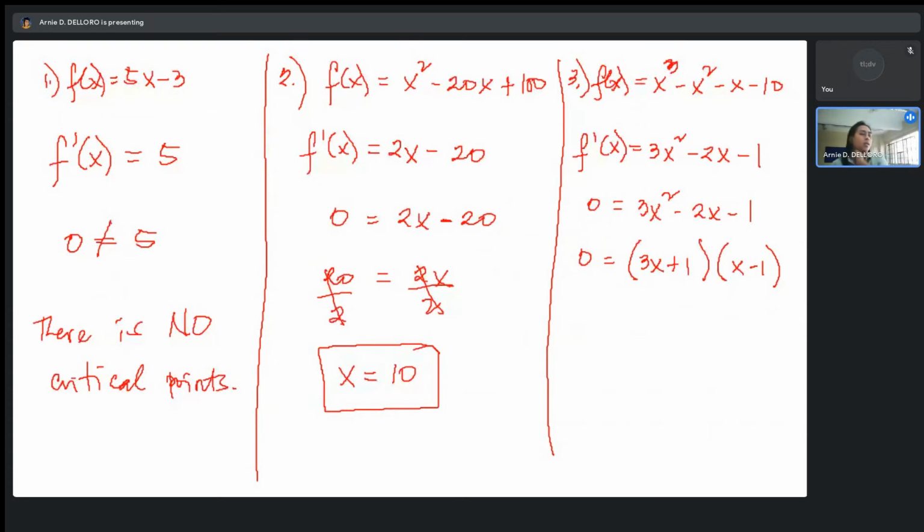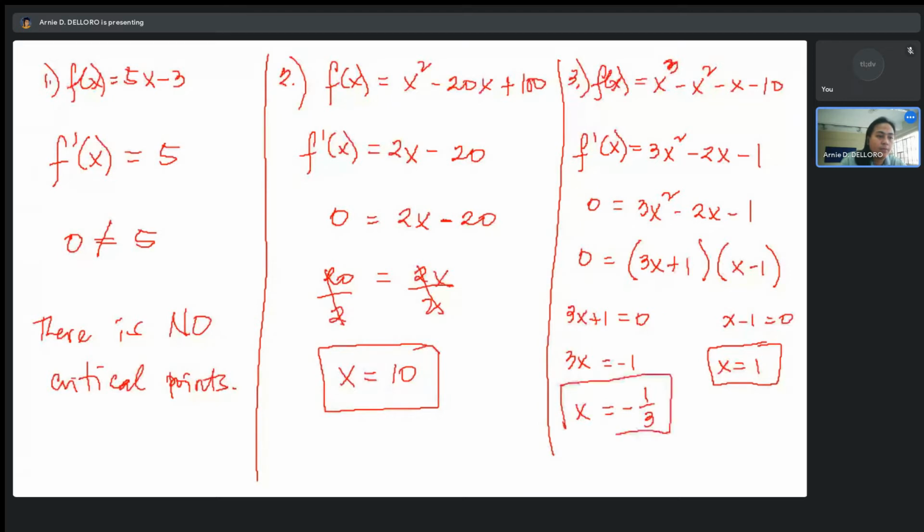Okay? So to determine the critical values, all we have to do is to equate the factors 3x plus 1 and x minus 1 to 0. So we have 3x plus 1 equals 0, and we have x minus 1 equals 0. So we have 3x equals negative 1 and x is equal to positive 1. Ito yung ating unang critical point. Then we have also x equal to negative 1/3. So in example number 3, we have two critical points.